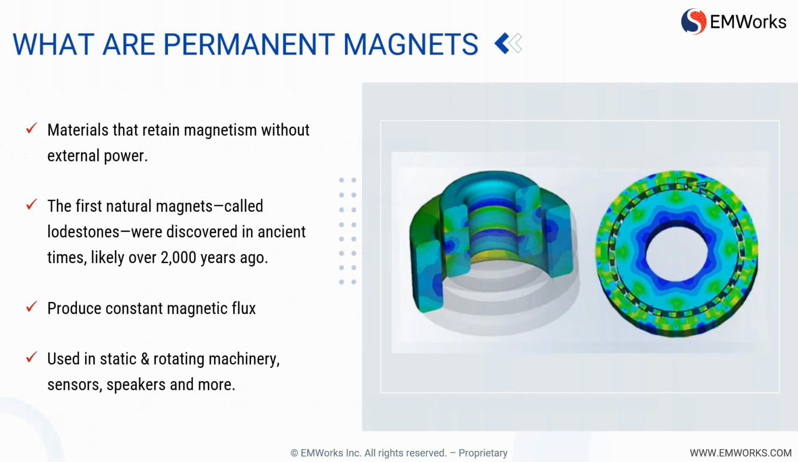Permanent magnets are materials that produce a constant magnetic field without the need for external power. They operate based on the alignment of microscopic magnetic domains that, once oriented by an external magnetic field, remain locked in that configuration due to the material's intrinsic coercivity.